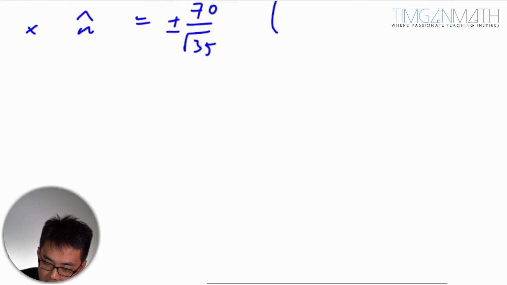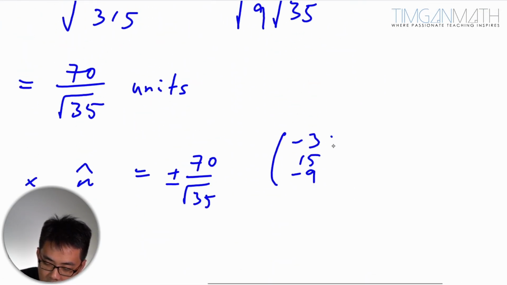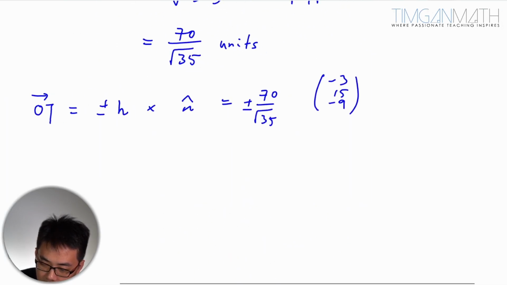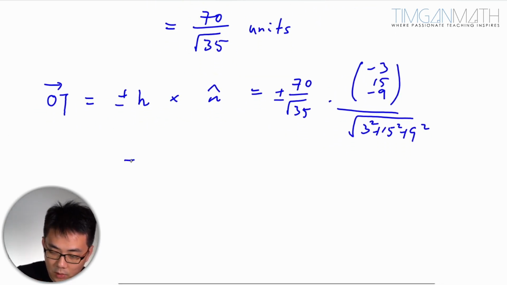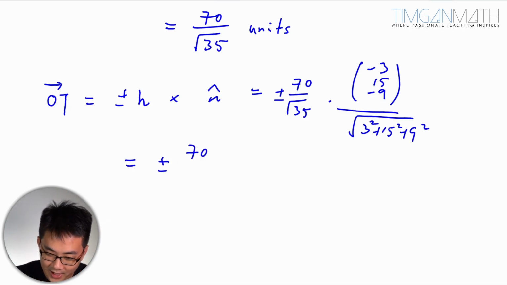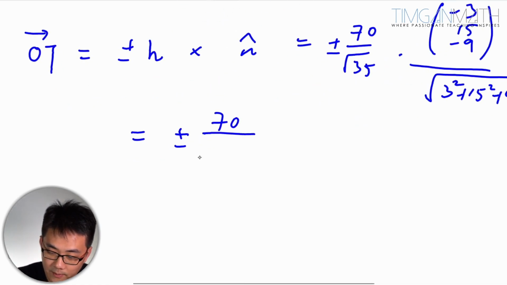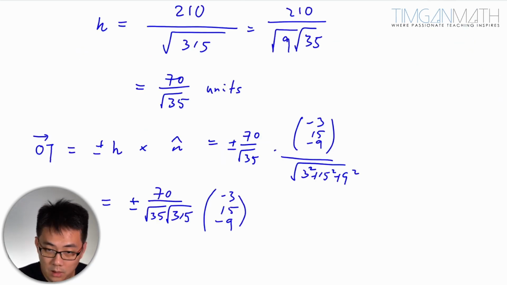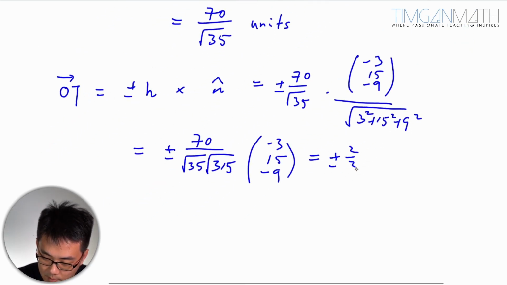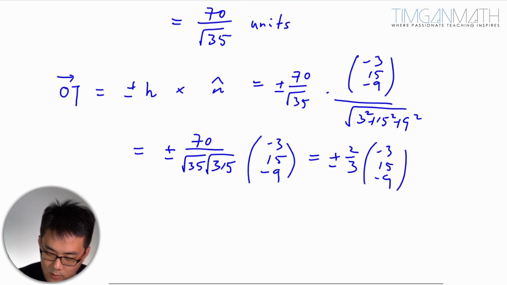Negative 3, 15, minus 9. Then you just divide by the magnitude, which is the square root of 3 squared plus 15 squared plus 9 squared. Okay, then you just multiply them. Hopefully you get the answer. 35, 3 squared plus 15 squared plus 9 squared, 315. Key in calculator, plus minus 2/3. Is that the answer? Moment of truth.